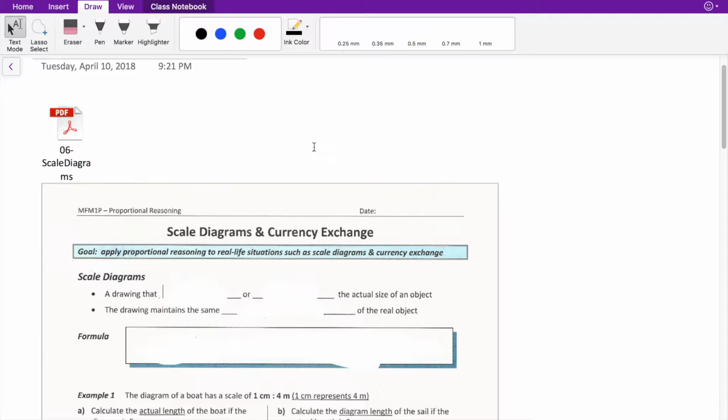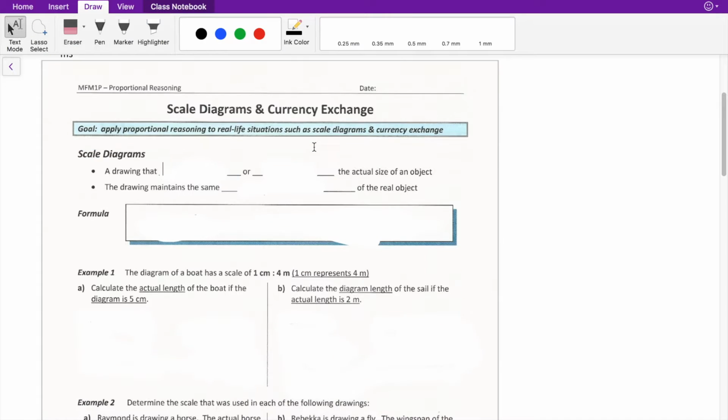Today we're going to go through scale diagrams and currency exchange. I would say most of all, don't be afraid of this because it's just ratios. It's just learning how to organize ratios.